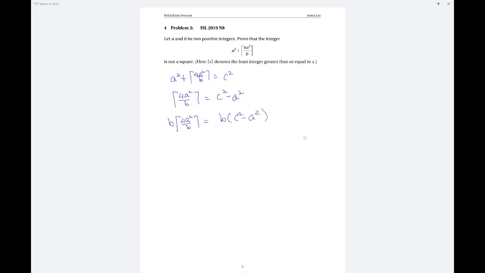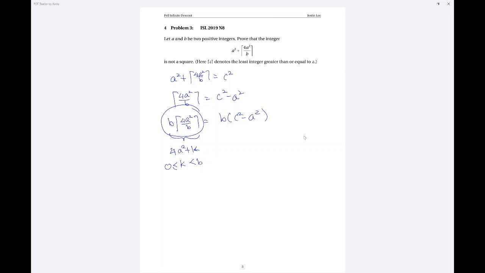This number here, b times the ceiling, is the smallest multiple of b that is greater than or equal to 4a squared. So it can be written in the form 4a squared plus k, where we know k is less than b: 0 is less than or equal to k, which is less than b.